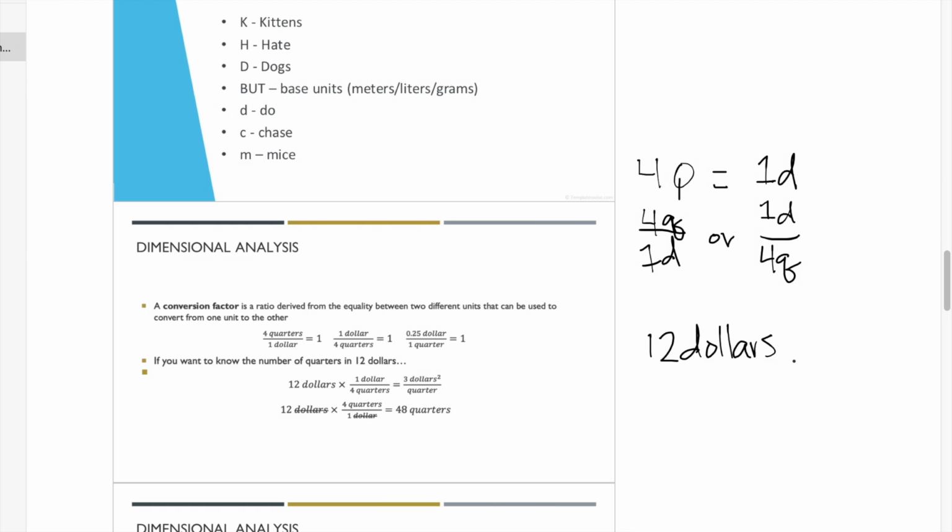It's the same thing. So if we're trying to get from dollars to quarters, someone says, how many quarters are in $12? You always write down what you start with. And we're trying to figure out how many quarters there are.